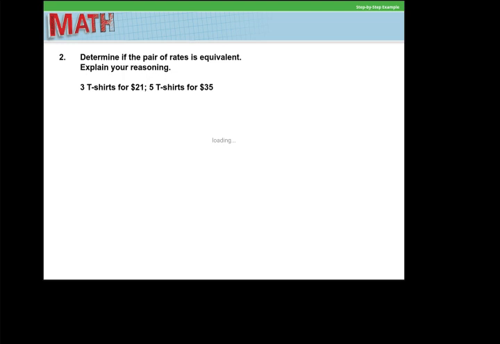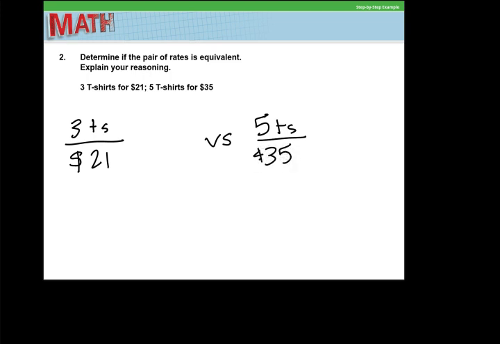Number 2, we have to determine if the pair of rates is equivalent. Again, we are comparing apples to apples, oranges to oranges. We are not changing it up. So we're going to put 3 t-shirts over $21, versus 5 t-shirts over $35. Right now, can I say that they're equivalent? No. I need to break them down as far as I can go.